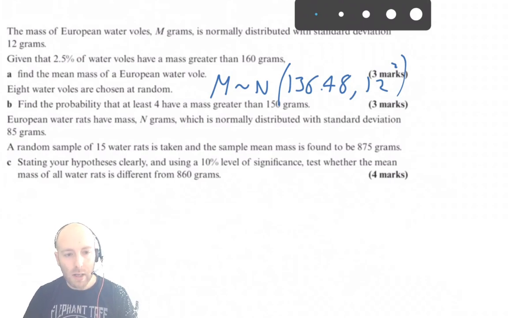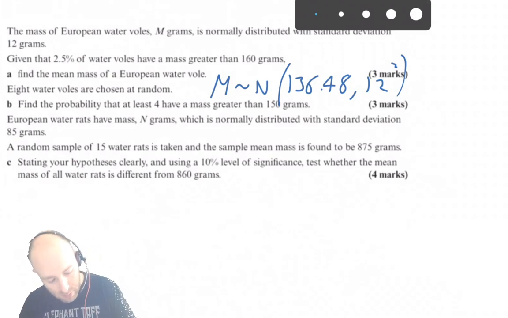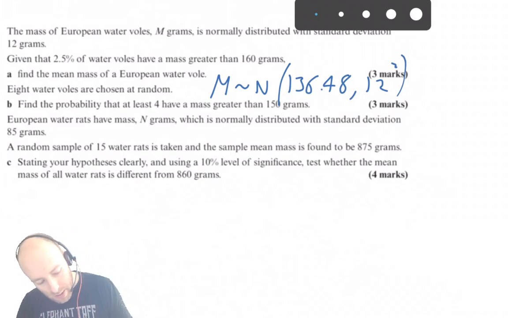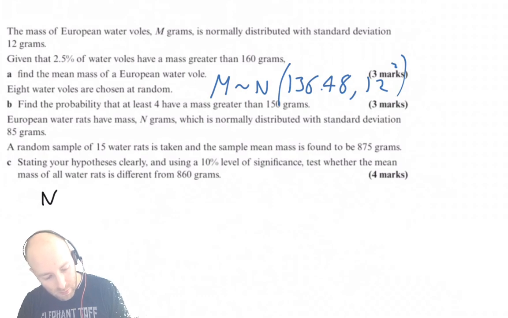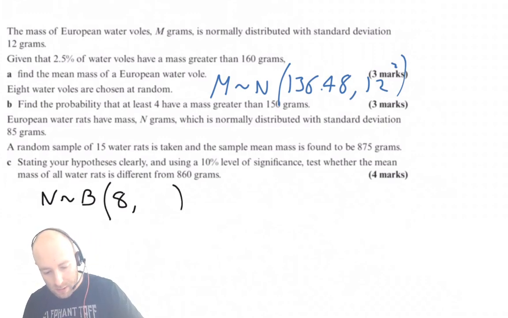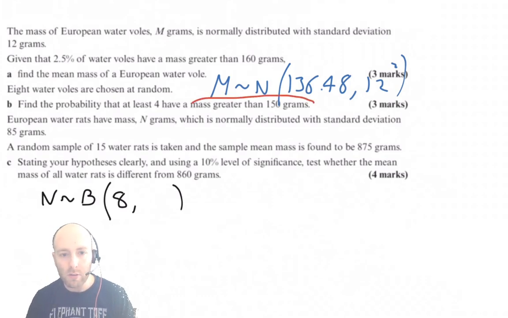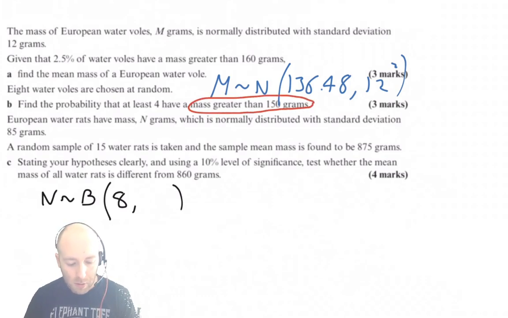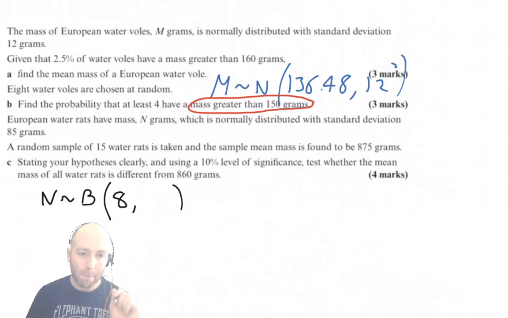Okay, so 8 voles are chosen at random. Find the probability. So let's do this as a binomial, and we want the mass is greater than that. So n is our number of voles. N is binomially distributed with a number of trials as 8 and a probability of success. We don't actually know the probability of success because we want to find the probability that they have a mass greater than 150. So we need to do a bit normal first to find that probability so we can put it into our bit here in black.